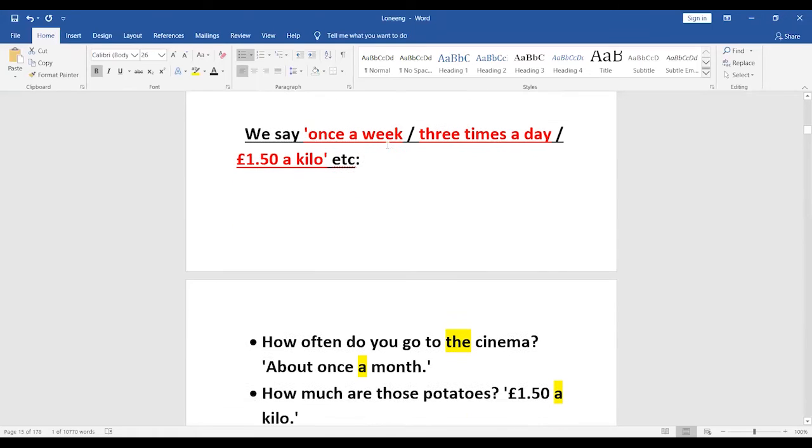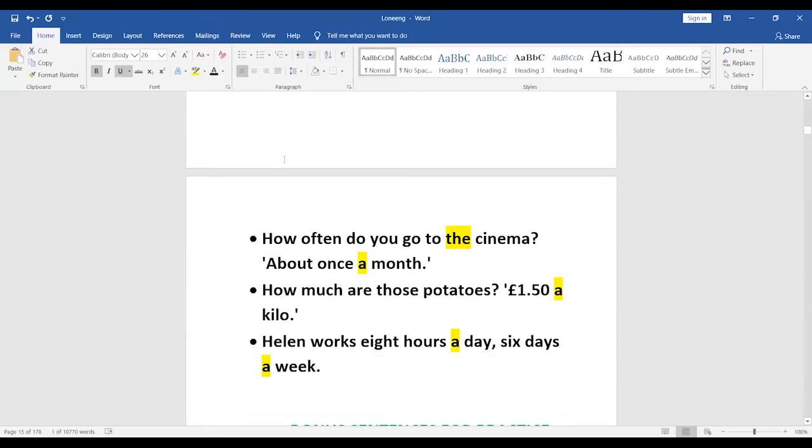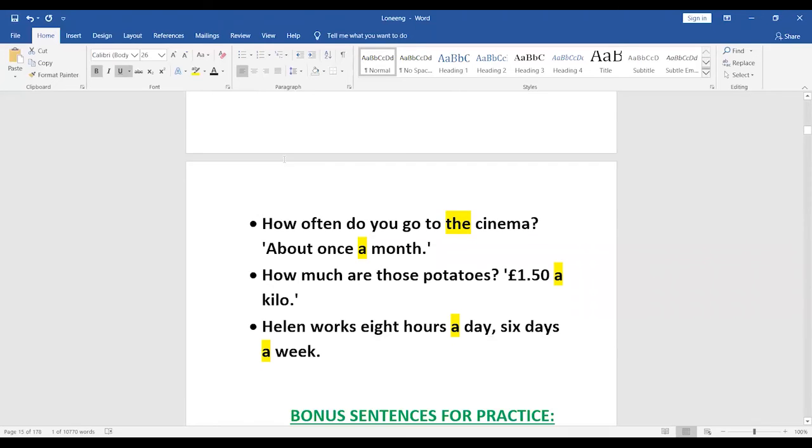Okay, so let's take a look at the next exercise. We say "once a week," "3 times a day," "a kilo." Okay, "£1.50 is a kilo." This is the pound symbol. We use rupees in India. Pound is used in London, in England, and "£1.50 is a kilo." Now, it's pretty much expensive, trust me.